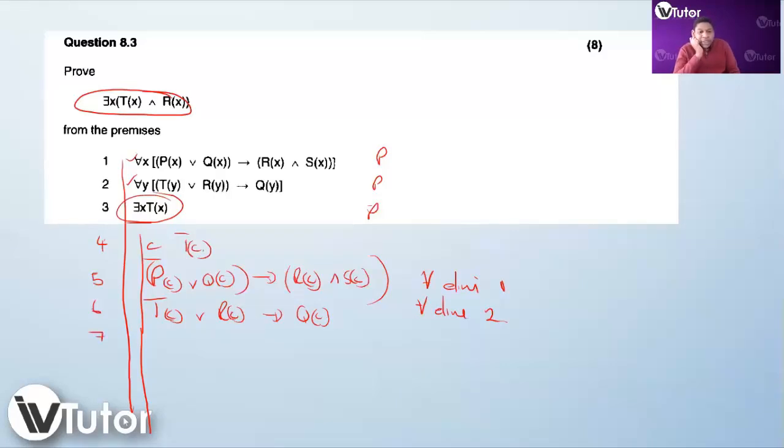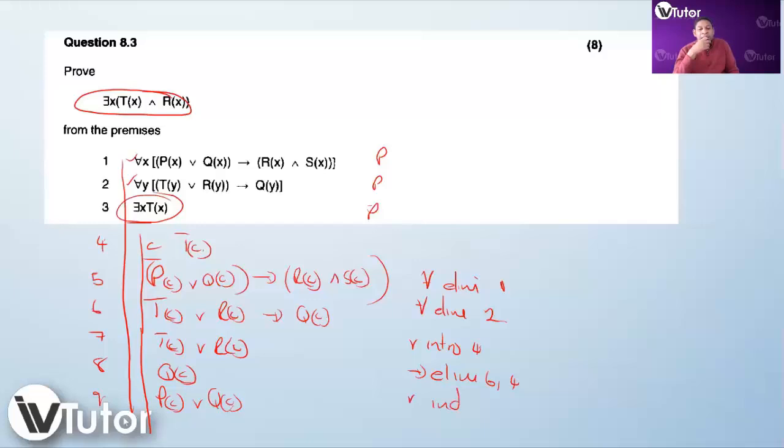Number 7, we have TC. We can have TC or RC. So this will be or introduction on number 4. Once we have that, number 8, it means we can have QC. So implication elimination on number 6 and 4. Then number 9, once I've got QC, I can have QC or PC. That's another or intro on number 8.